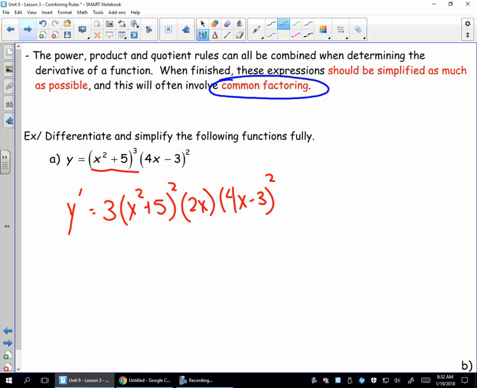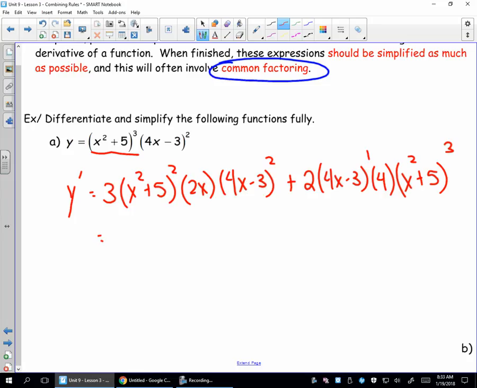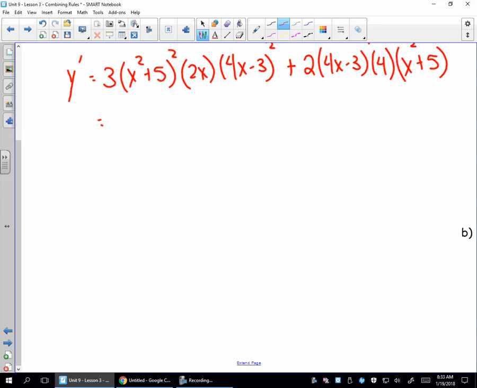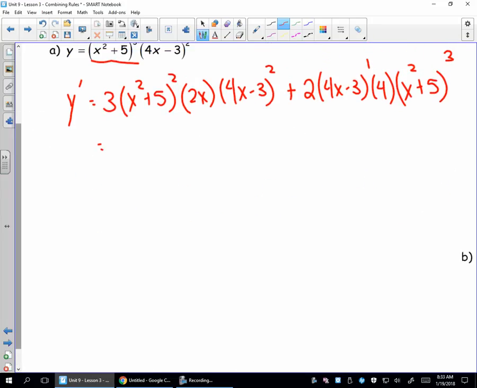I then can add that to the derivative of the second piece, so 2 times 4x minus 3 to the 1, times the derivative of its base, times the whole first piece, x squared plus 5 to the 3. Well, if you look at this, you may notice that there are 2 halves, and the plus sign separates our question into the 2 halves. There's things that are in common in both halves.